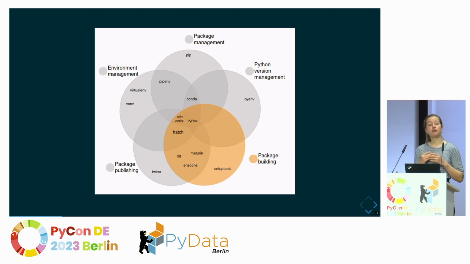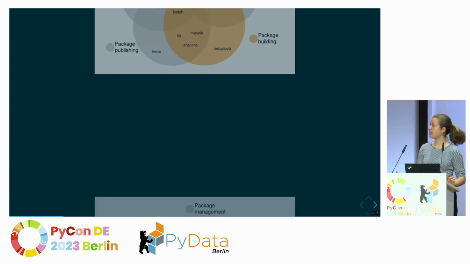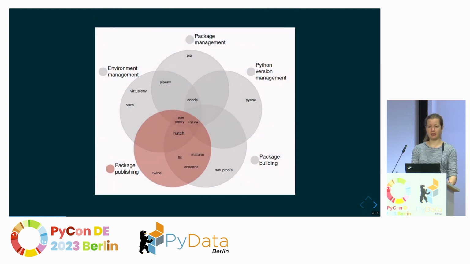then you would first have to build the package. We will talk about what this means later on as well. And you have lots of tools you can choose from if you want to build your package. And in the end, then you might want to publish it to PyPI or another index. Then you would have to do package publishing. And again, lots of tools. So you can see here that it can be really hard to get a grip on those tools.